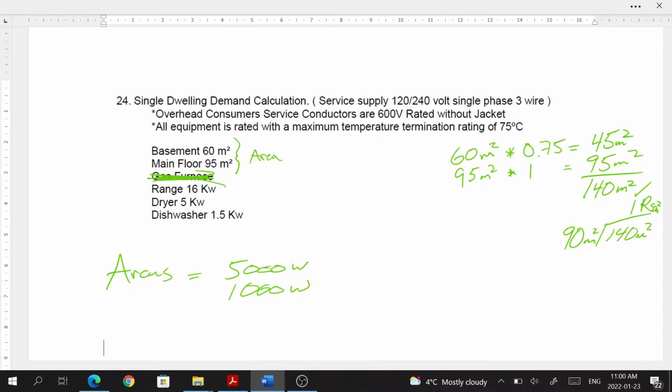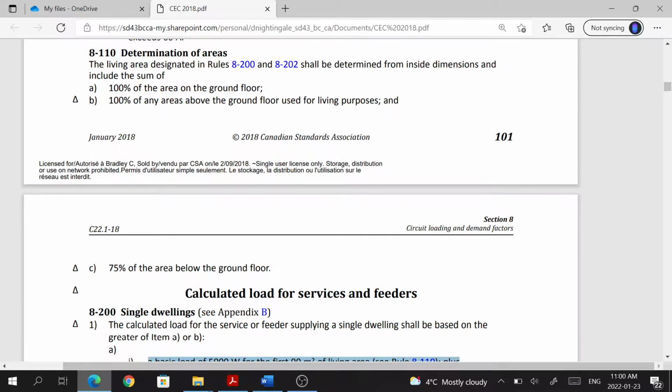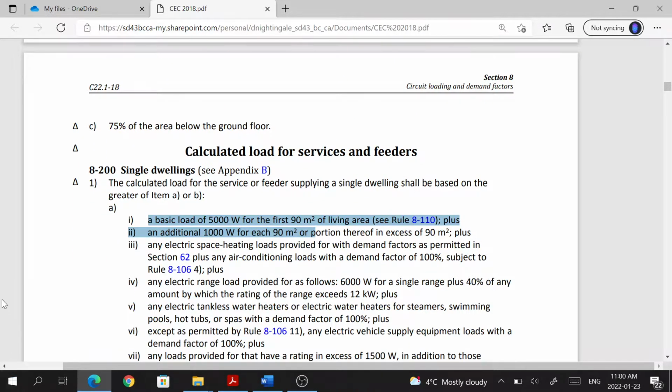The range, however, we will be. So let's go back to our rule. And item 4, any electric range load provided for as follows: 6,000 watts for a single range. So we have an electric range, we're going to take it at 6,000 watts. But it also says plus 40% of any amount which the rating of the range exceeds 12 kilowatts. So our range exceeds 12 kilowatts by 4,000 watts. It's a 16 kilowatt range. So we're going to take that 4,000 at 40%.